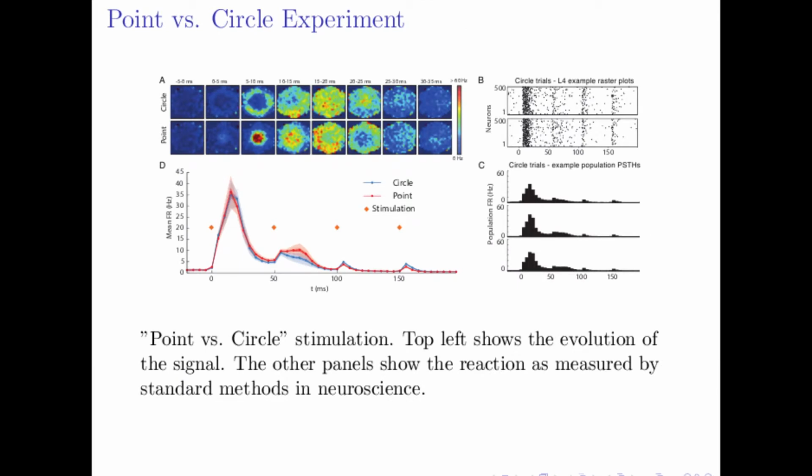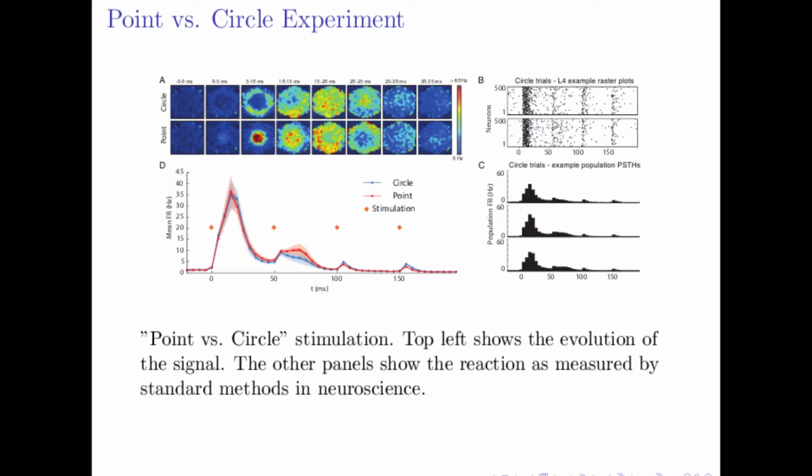And so here's what we did. This is one of the initial experiments. Catherine is going to tell you about much more exciting ones. This is what we call a point versus circle experiment. This is stimulating the system in the form of a point and in the form of a circle. What do I mean by that?